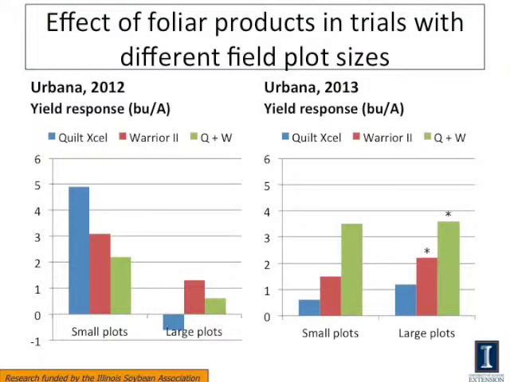So looking at Urbana in both 2012 and 2013, looking at yield response here, if you do not see an asterisk, that means that it was not statistically different. If you look at 2012, you can see that maybe there were some numerical differences, but no statistical differences. And then looking at 2013, which is the graph on your right, you can see that the trend was the same in the small plots versus the large plots, but we only saw statistical differences in our large plots, where the Warrior by itself was statistically better than the check, and then the Quadris plus Warrior was also statistically better than the check.